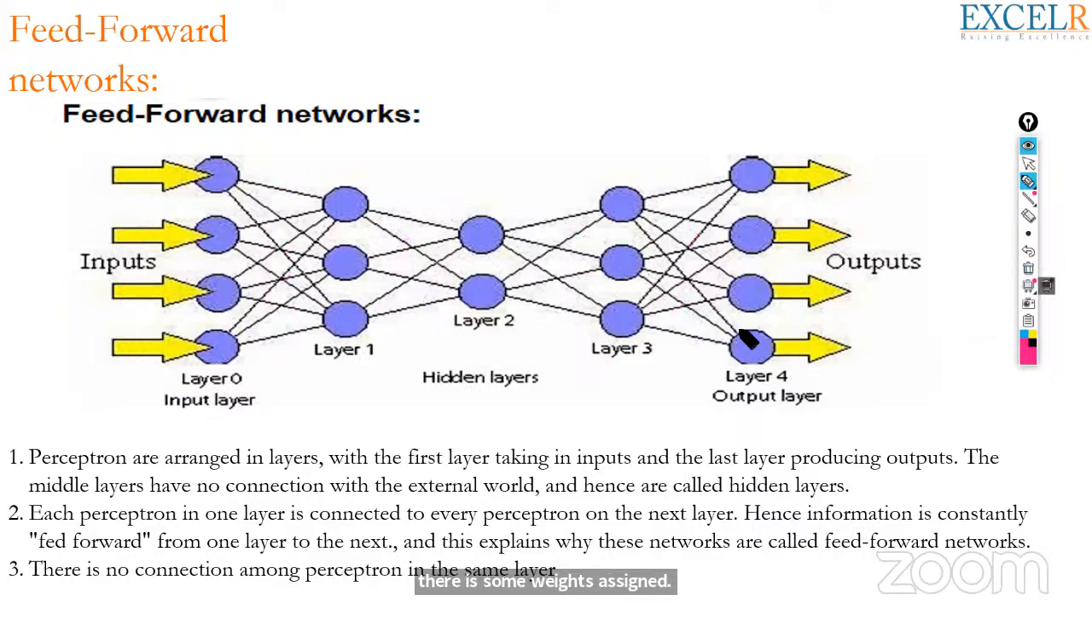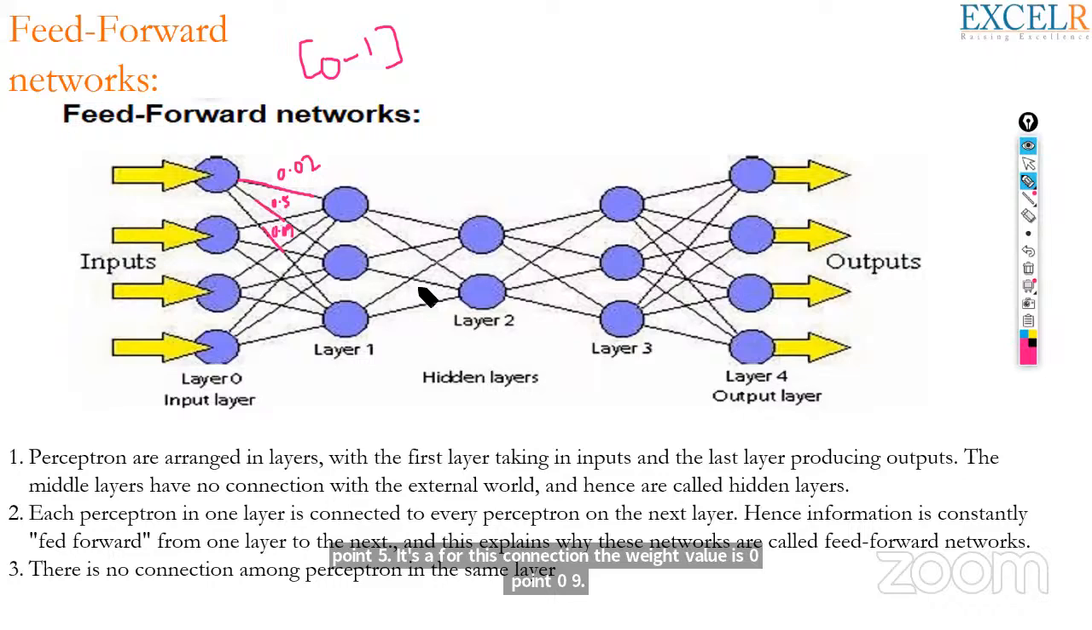Generally, in most cases, whatever weights we assign, that value of the weight lies between 0 and 1 only. So let's say for this particular connection, the weight value is 0.02. Let's say for this connection, the weight value is 0.5. Let's say for this connection, the weight value is 0.09, something like that. So like this, for each and every input connection, we have some weights assigned.